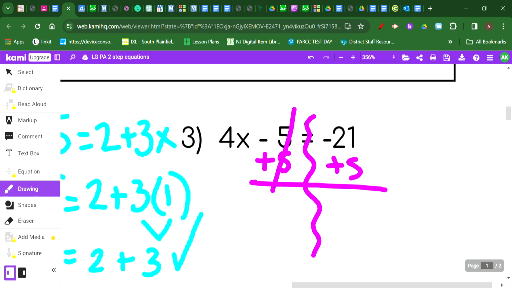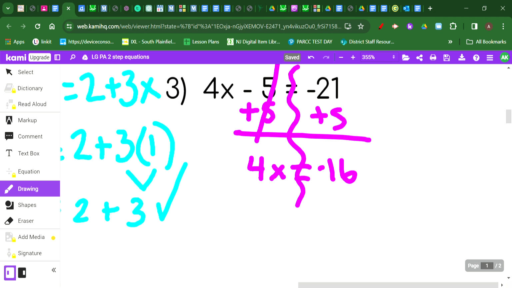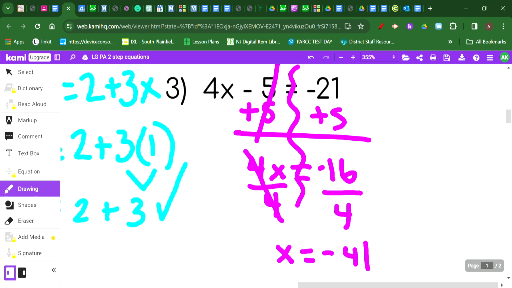Those cancel, and you're now left with 4x on the left, equal to negative 21 plus 5. Hopefully you remember how to add integers with different signs. You really subtract them, and you get 16. There are more negatives than positives, so you get negative 16. At this step, the value of 4x is equal to negative 16. Your job is to figure out the value of 1x. So you're going to divide each side by 4, and then you get x is equal to negative 4.